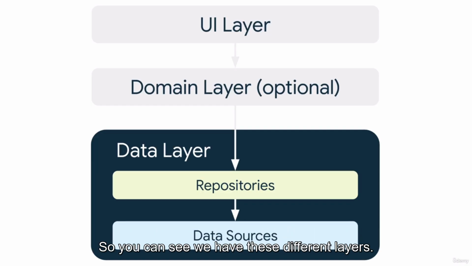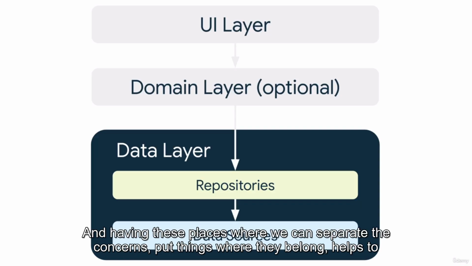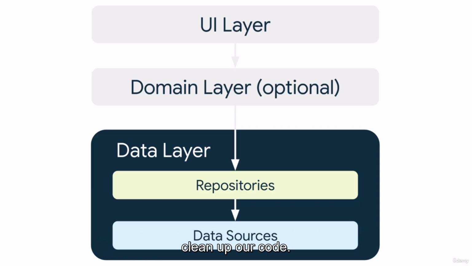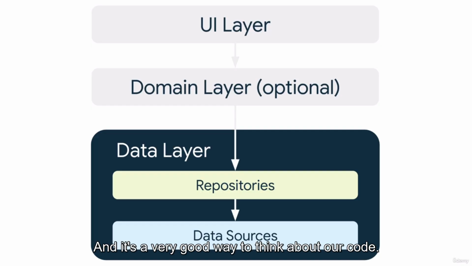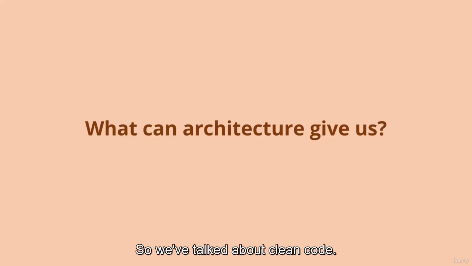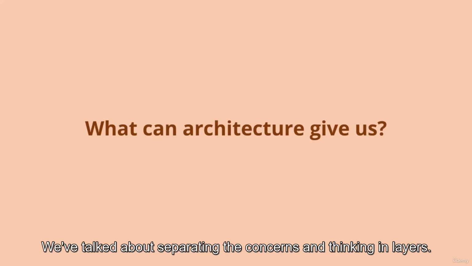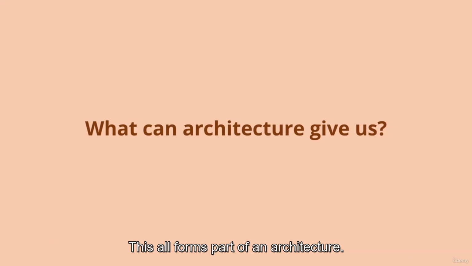So you can see we have these different layers, and having these places where we can separate the concerns, put things where they belong, helps to clean up our code. So one layer, one class, one file isn't having to do too much, and it's a very good way to think about our code. So we've talked about clean code, we've talked about separating the concerns and thinking in layers. This all forms part of an architecture. And what is it that an architecture can give us? Well, three main things in my opinion.